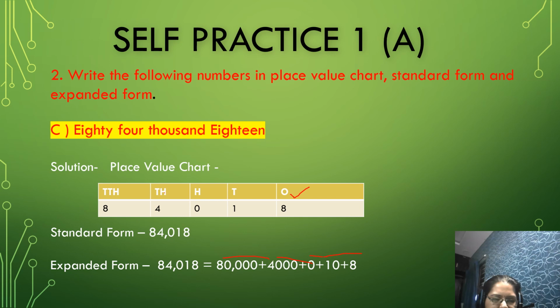84,018: 8 is in the 10,000 place, 4 is in the 1000 place, 0 is in the 100 place, 1 is in the tens place and 8 is in the unit place. So the expanded form is 8 multiplied with 10,000, 80,000, plus 4 multiplied with 1000 is 4,000, 0 multiplied with 100 is 0, 1 multiplied with 10 is 10, and 8 multiplied with 1 is 8. This is the expanded form.